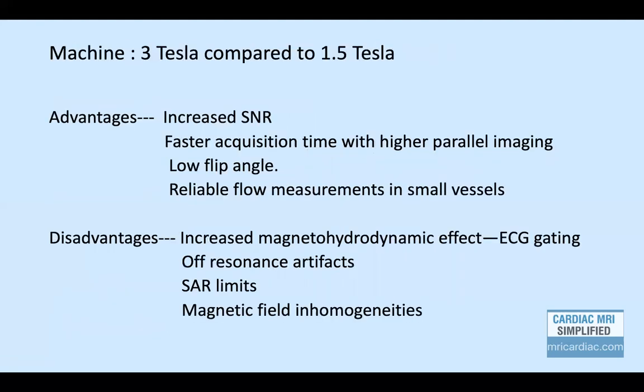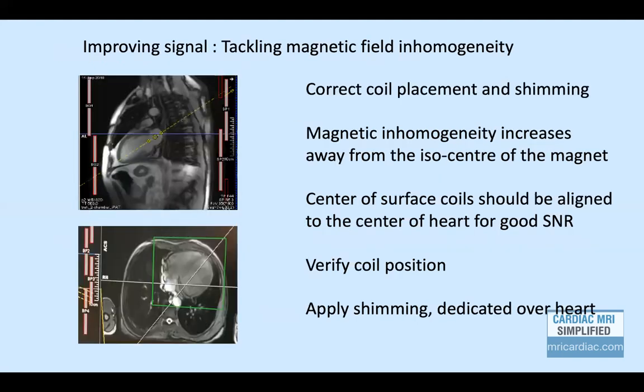It is a myth that 3 Tesla images are always worse as compared to 1.5 Tesla. 3 Tesla machines have the advantage of increased SNR, faster acquisition time, higher parallel imaging techniques, and they provide reliable flow measurements in small vessels. However, they have a lot of off-resonance artifact and more issues with ECG gating. Because of this, 1.5 Tesla is preferred, but if you work on your parameters, you can still get good images on 3 Tesla machines.